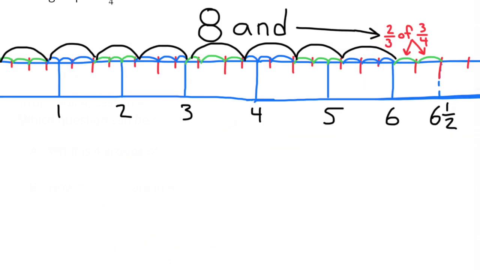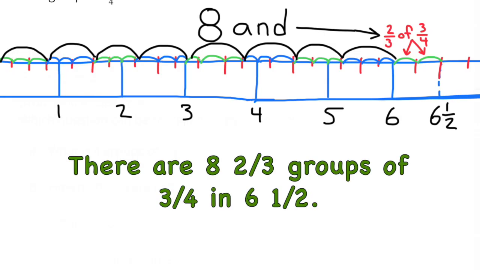Each of these blue boxes represents 1 whole. Each red line represents 1/4. There are 8 2/3 groups of 3/4 in 6.5.